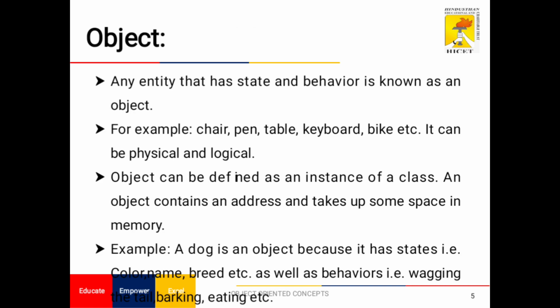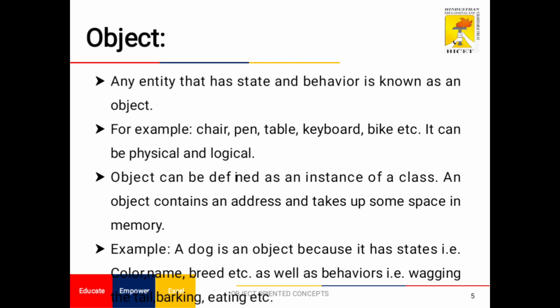Then this is a slide which defines the object. An entity that has a state and behavior is known as an object. For example, a table. A table is an object. A table should have a state and it should have a behavior. This is called an object. For a table, the state is idle, and the behavior is that it is used to place things on it. Examples: chair, pen, table, keyboards, bikes. All kinds of real world entities are called objects. It can be physical or it can be logical.